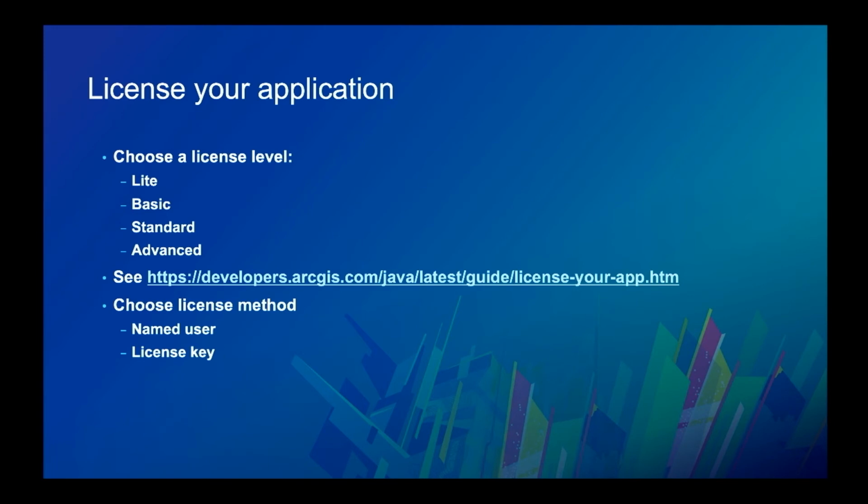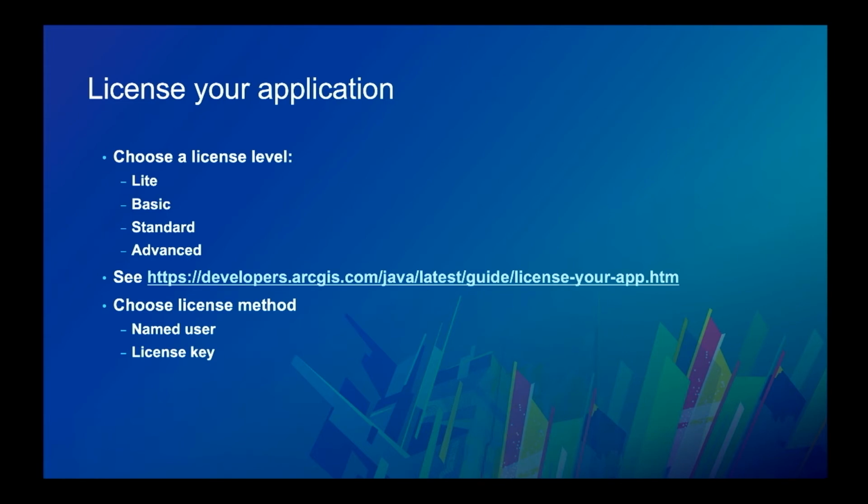Now, if you want to know exactly what is attached to those different licensing levels, do have a look at the License Your App page that we have here, and there's a table in there to explain how that works, or talk to one of us or one of our product managers. Technically, we need to license our application, so that the "license for developer use only" watermark that you may have seen on the map is taken away, so that it's ready to go.